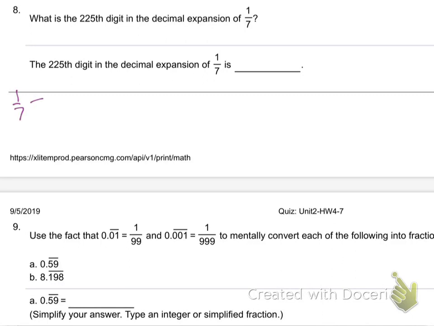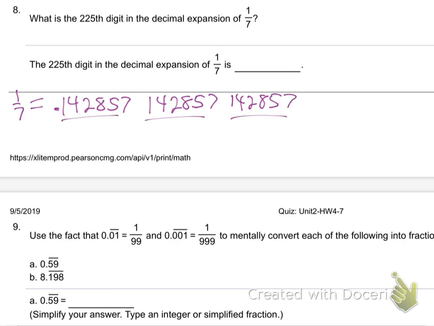Okay, so we're talking about 1/7. If you take 1 divided by 7 in your calculator, you'll get 0.142857, and then it'll repeat: 142857, 142857, 142857. It just keeps repeating forever those 6 digits.